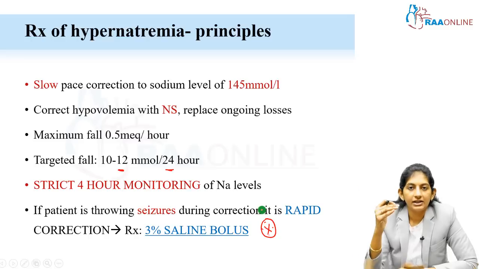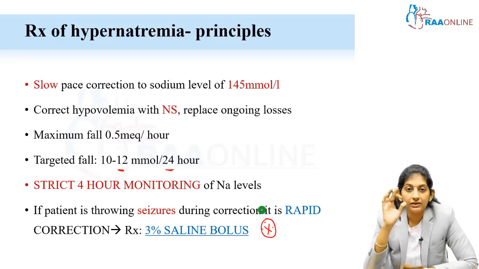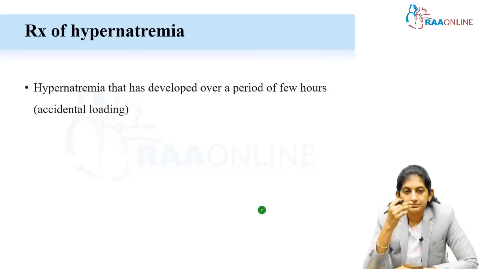So, when you are treating hypernatremia, if suddenly the patient is throwing a seizure, invariably please stop the correction and give 3% saline. It means you have corrected rapidly and now there is cerebral edema and the patient has started throwing a seizure. So, practical point, you start a 3% saline bolus, send the electrolytes again and then take a call.